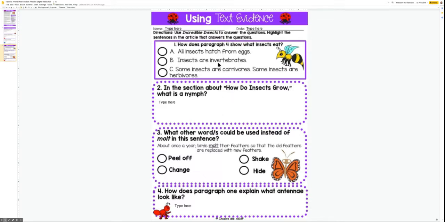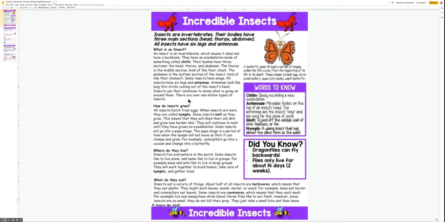What you can do here is read the question, and then we're going to go back and highlight. We'll practice one of these together. It says, how does paragraph 4 show what insects eat? All insects hatch from eggs. Insects are invertebrates. Some insects are carnivores. Some insects are herbivores. So let's go back and look at paragraph 4 to show what insects eat. 1, 2, 3, 4. Okay, what do they eat? Oh, this one's talking about herbivores and carnivores.